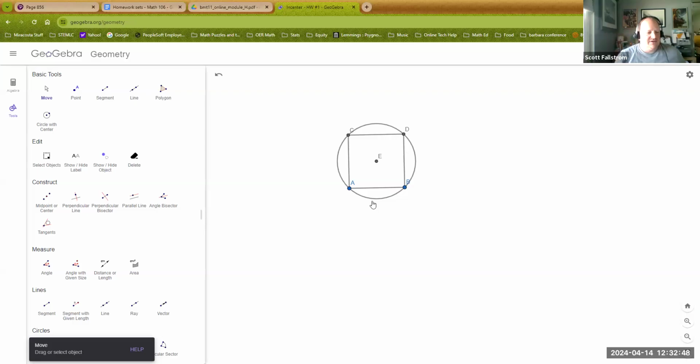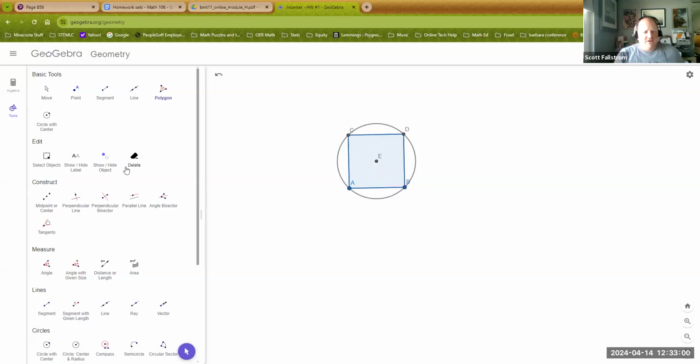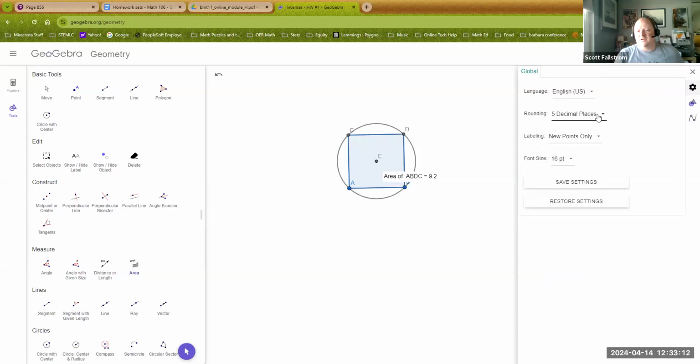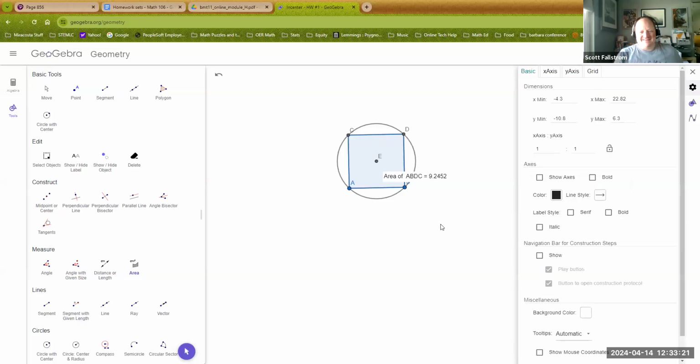So what I need now is I need areas. So why don't I build the square into a polygon? Because I can measure the area of the polygon pretty quickly. And so let's see here, area. And I need area of that. There it is, 9.2. Okay, and again, I may need to go to settings. And it says 5 decimal places. There we go. Oh, did I not save the settings? Is that what I needed to do? Save the settings. All right, there we go.